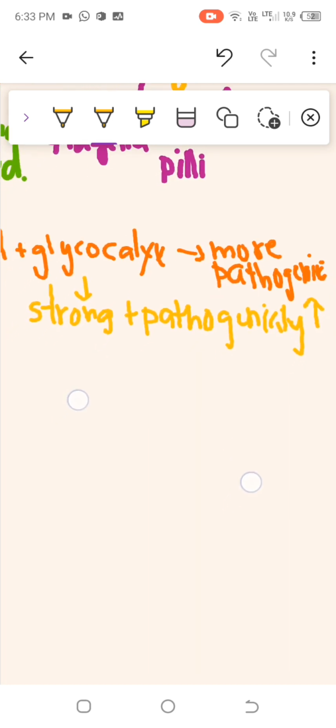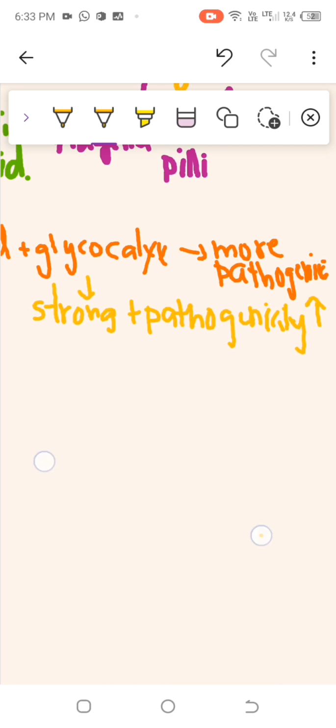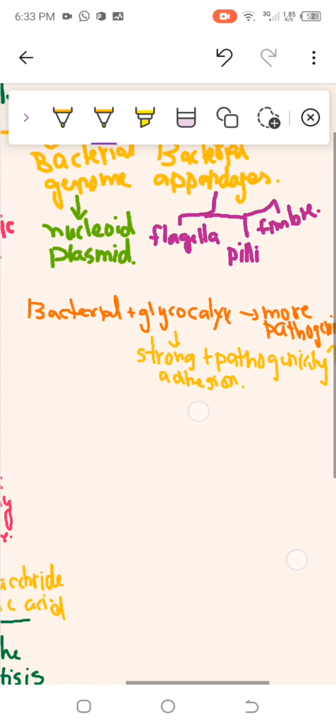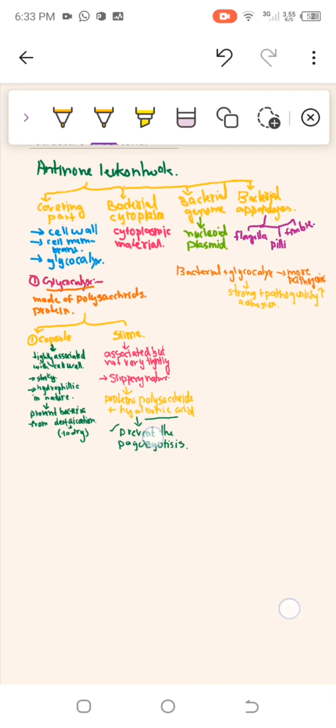With that it is adhesive to the host cell, meaning it sticks firmly to the host cell and inert surfaces. I hope the glycocalyx layer is clear.